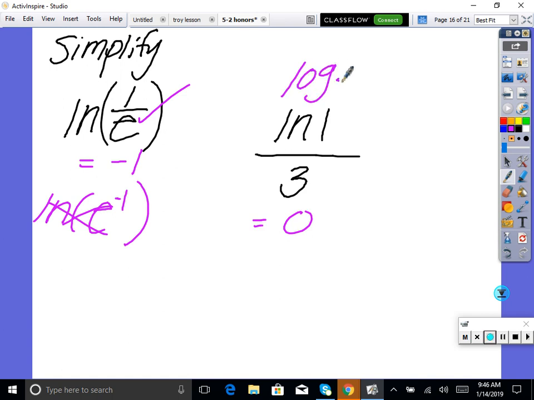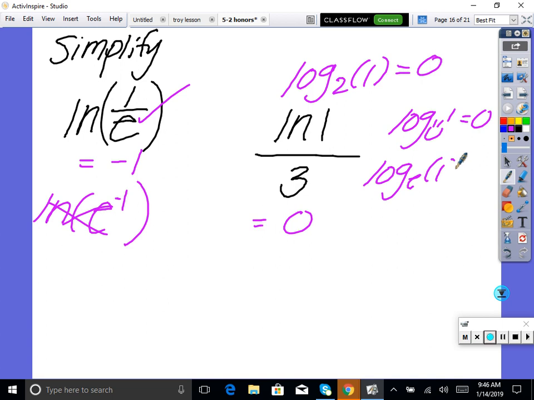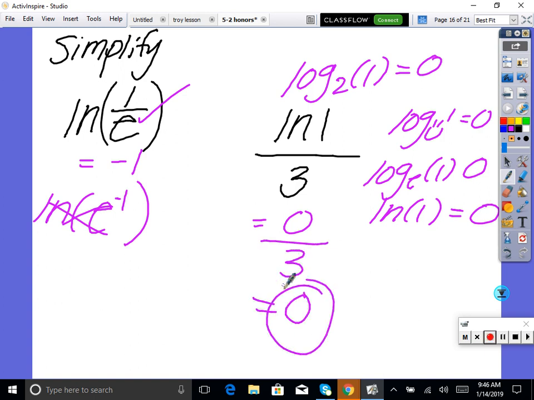Log to the base 2 of 1 is 0. So log to the base e of 1 is 0. So ln of 1 is 0. Do you see what he's saying? This is ln, this is a logarithm. Logs to any base of 1 is 0. So that's 0 divided by 3, which is 0. Does anyone have any questions? Great thinking. I'm glad you guys thought. That's all I cared about.